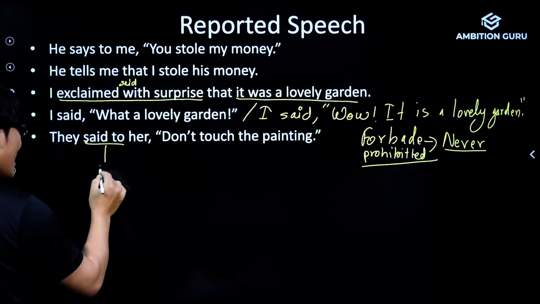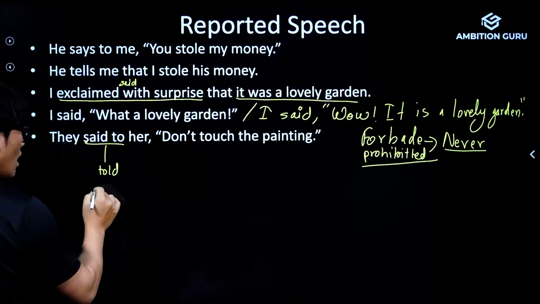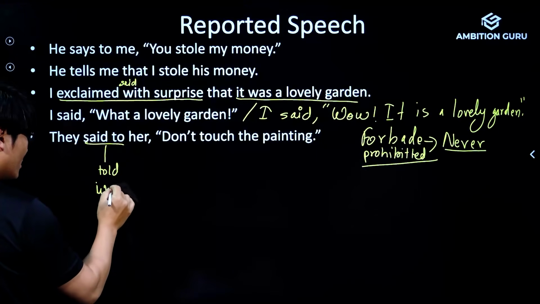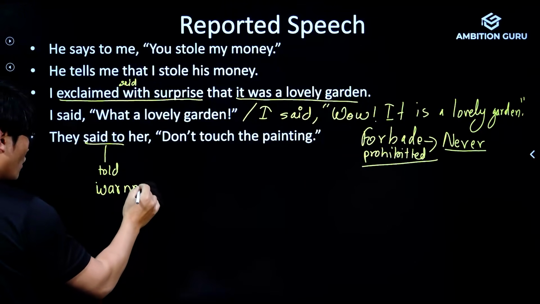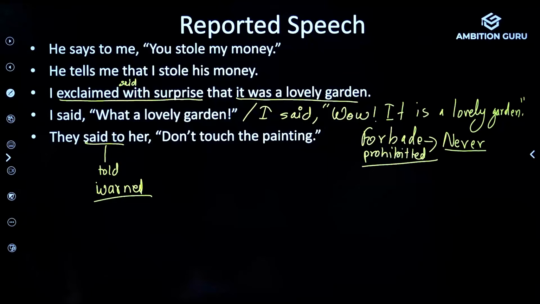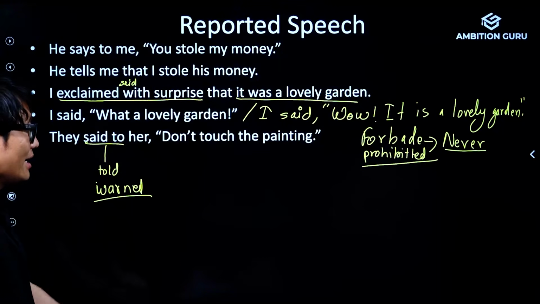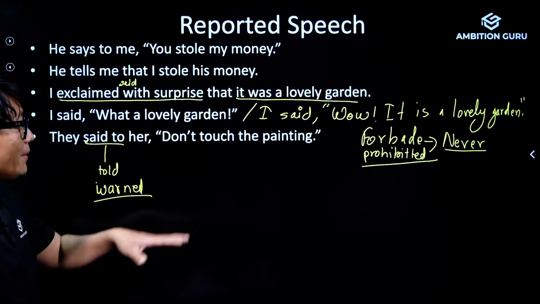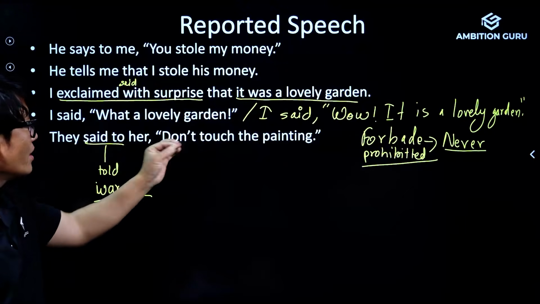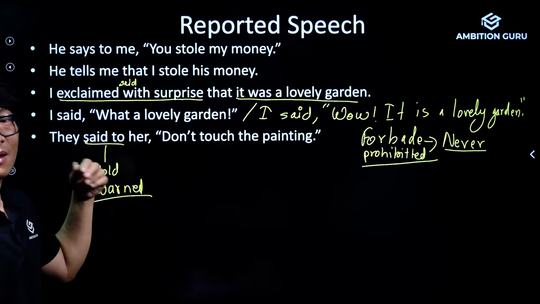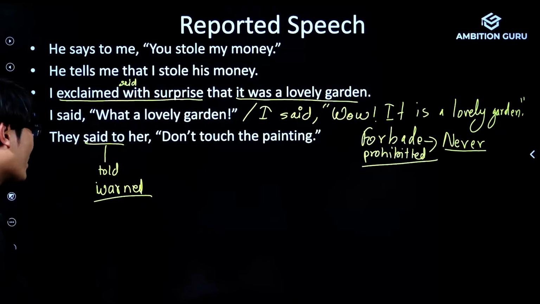Said to can be changed into even told or even warned. You can write even warned here. You cannot write requested because there is no please word. If there is a please or kindly word, then you need to write requested here. But you cannot write requested here; you can write advice.